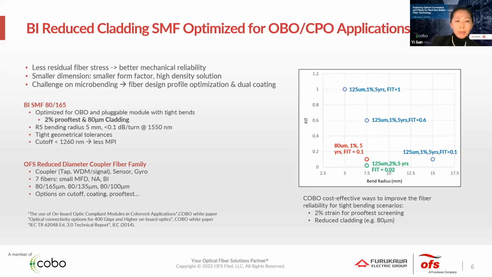And actually reduced cladding diameter fiber is not new. We have a whole family of reduced cladding diameter fibers for various applications, and have built up experience for reduced dimension fibers down to coating diameters like 100 micrometers, with options on cutoff, coating and proof test.